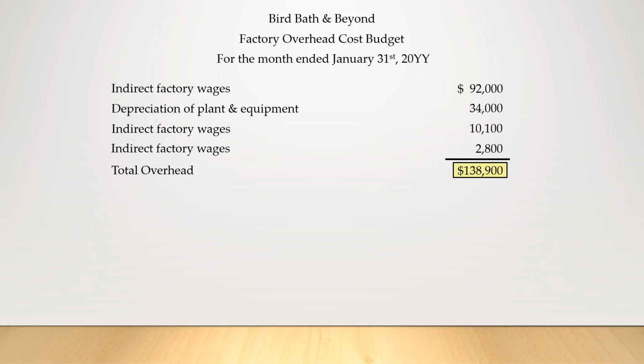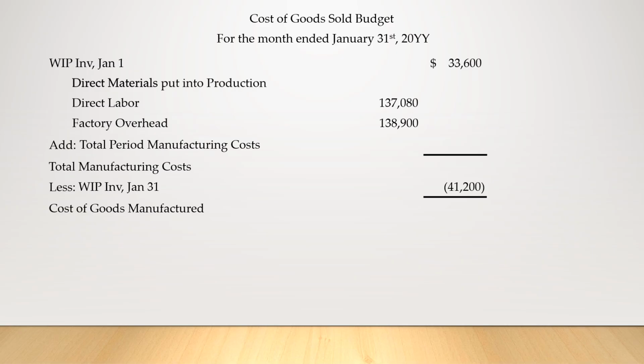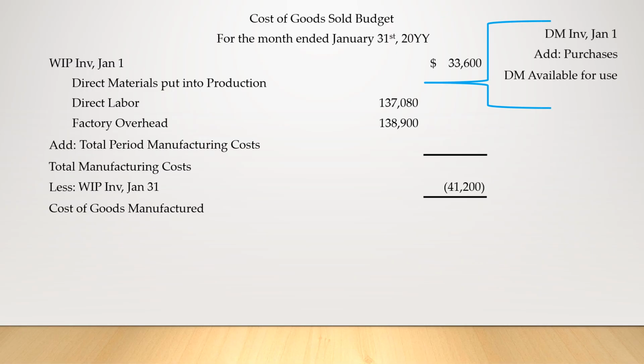$138,900. As for direct materials, you might be inclined to think we can pull that number from the direct materials purchases budget, but this line is not for materials purchased, but instead materials put into production. That amount is a result of beginning direct materials plus direct materials purchases less ending direct materials inventory.